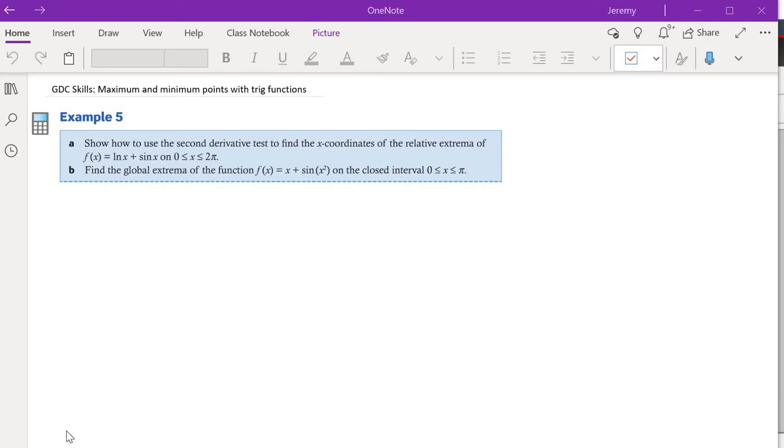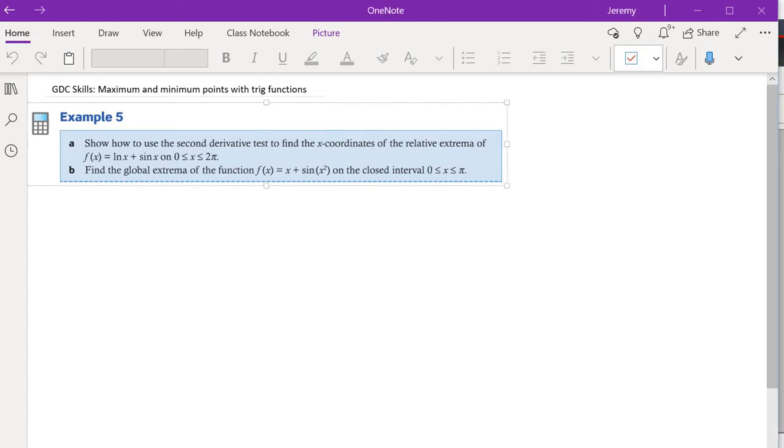This GDC video is going to look at how we can analyze a function graphically using your GDC, in particular focusing on maximum and minimum points. So we're going to start with this function here. It says use the second derivative test to find the x-coordinates of the relative extrema of that function between 0 and 2 pi. Alright, we're just going to get straight into it.